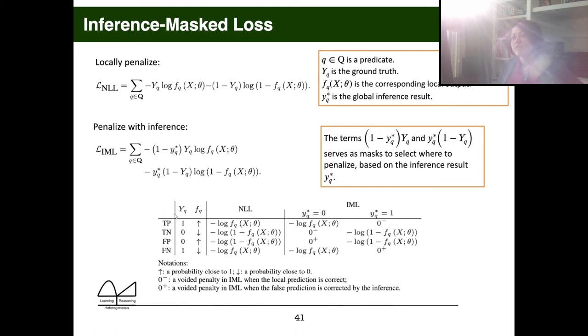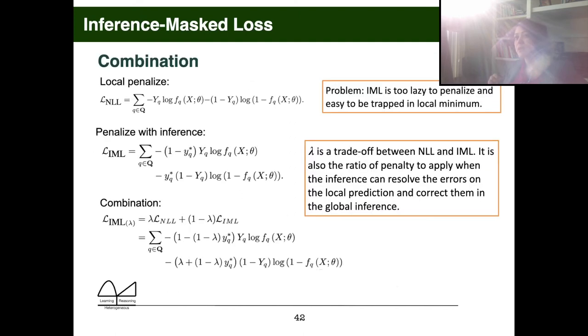So here is the ground truth, here is the local model's output, and here is the inference result. If the model should say one, and the inference result is one, we don't need to penalize. Even in the wrong cases, if the model should say zero, and the local model is saying one, but our inference says zero correctly, then we don't need to penalize. So if the decision is corrected by the inference, we are not going to penalize the model.